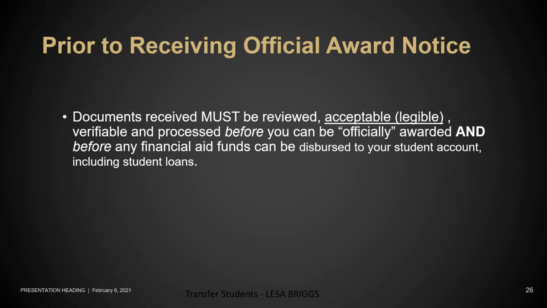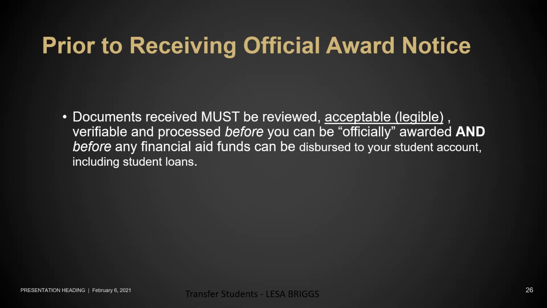You may receive an estimated award based off of the submission of your FAFSA, but if you're selected for verification, then it's possible that you won't receive your official award notice until verification is complete. An estimated award letter basically just gives you an idea of what your aid could be. But if you're selected for verification, that has to be reviewed and completed first.